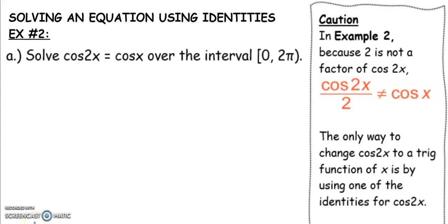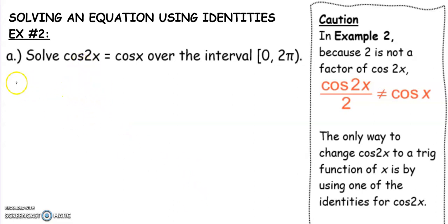So what we're going to do in example number 2 is, again, I'm giving us a double angle. So we're going to use an identity to try and solve this. Here's a hint. Right here we're saying, remember, I can't take cosine 2x and divide it by 2 to get cosine x. I can't do that. Cosine 2x is going to require us to use an identity.